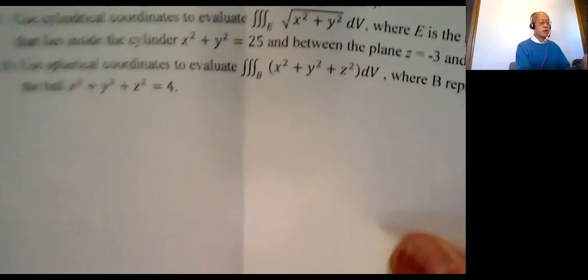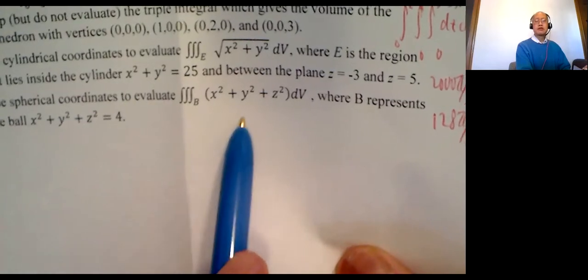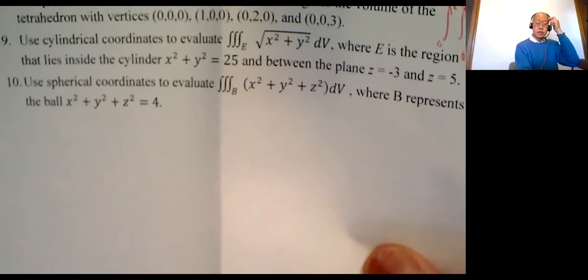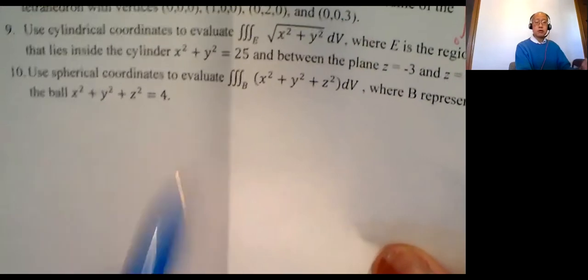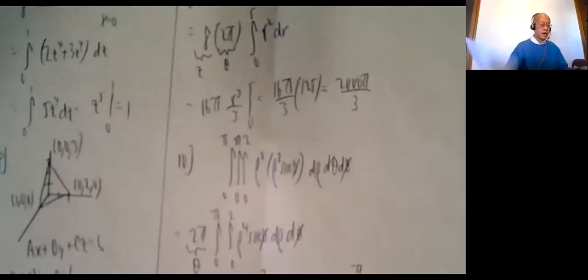And finally, number 10. This is rho squared, and then times rho squared sine phi, d rho, d theta, d phi. Rho goes from 0 to 2. Theta goes from 0 to 2 pi. Watch out, phi only goes from 0 to pi, you might recall.